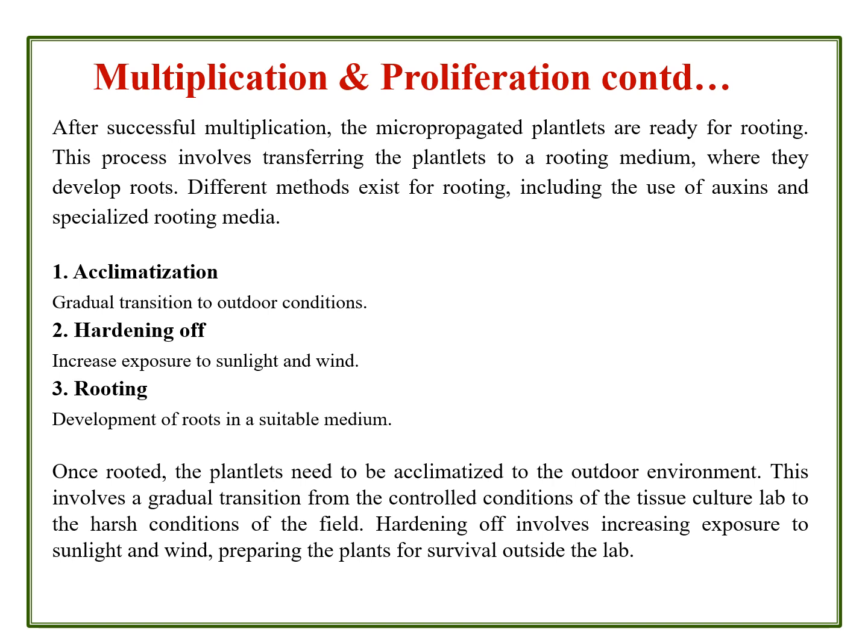Different methods exist for rooting, including the use of auxins, increased concentration of auxins, maybe natural auxins or synthetic auxins, for example 2,4-D, 2,4-dichlorophenoxyacetic acid, also used, and specialized rooting media. So that is incorporated with the IBA, indole butyric acid. Further, the proliferation involves acclimatization, that is a gradual transition to outdoor conditions.